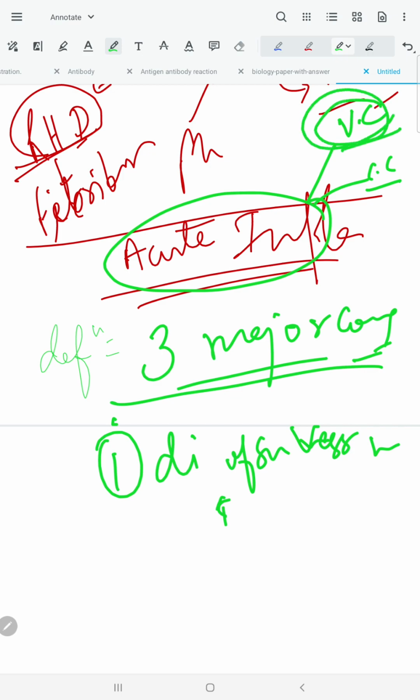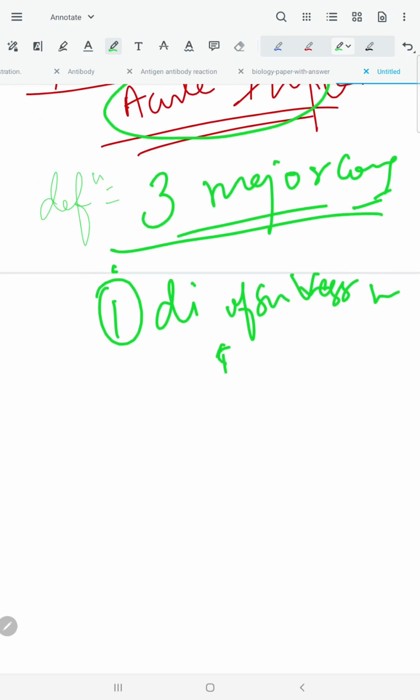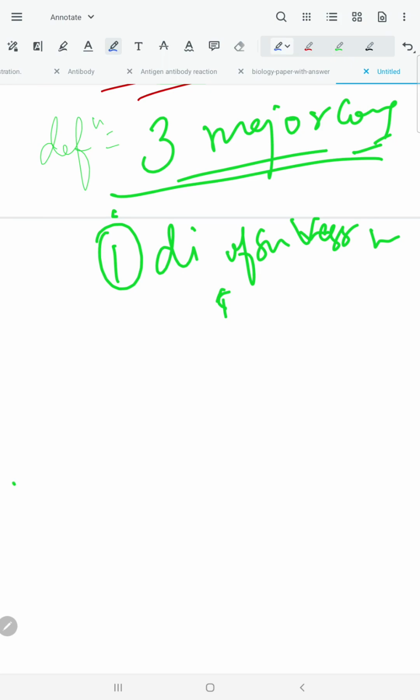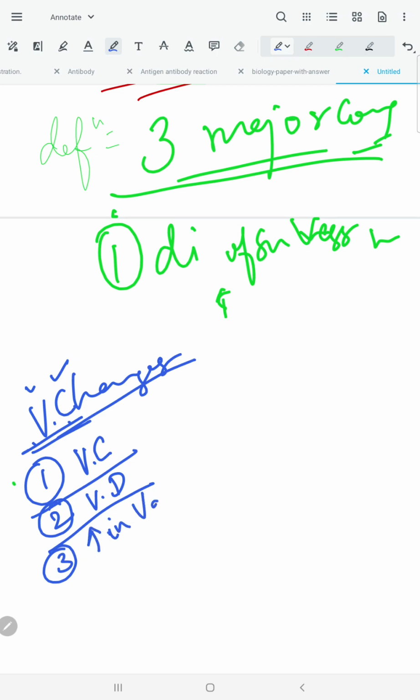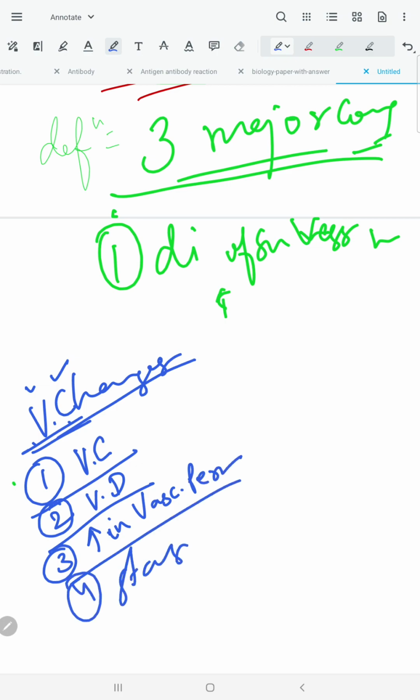In vascular changes, the first change sequence is very important: vasoconstriction, vasodilation. ठीक है, देखो vascular changes तो VC, so we will first write VC only. Second, vasodilation, and third, increase in vascular permeability. And fourth, there is stasis. So we are telling vasoconstriction, vasodilation, increase in vascular permeability, and stasis.